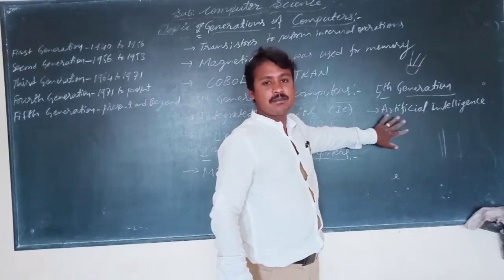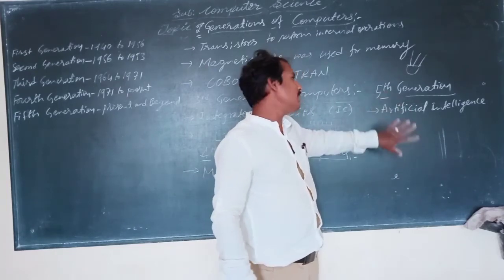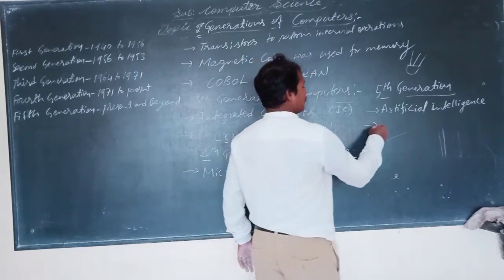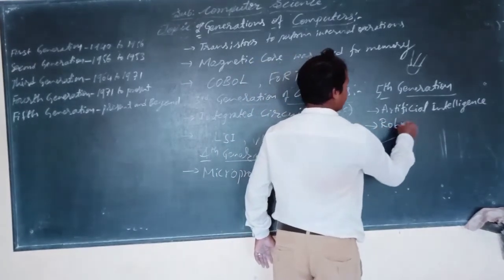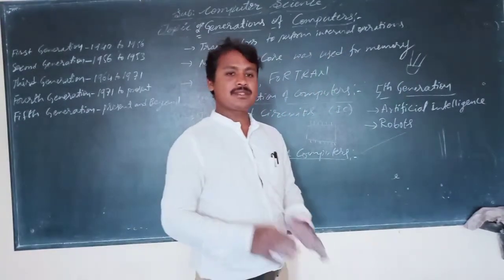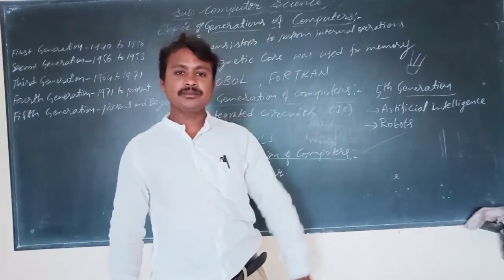These are expert systems. Supercomputers, what we are calling now, come under fifth generation. Robots, whatever robots we are using now, all come under fifth generation of computers. Is it clear?